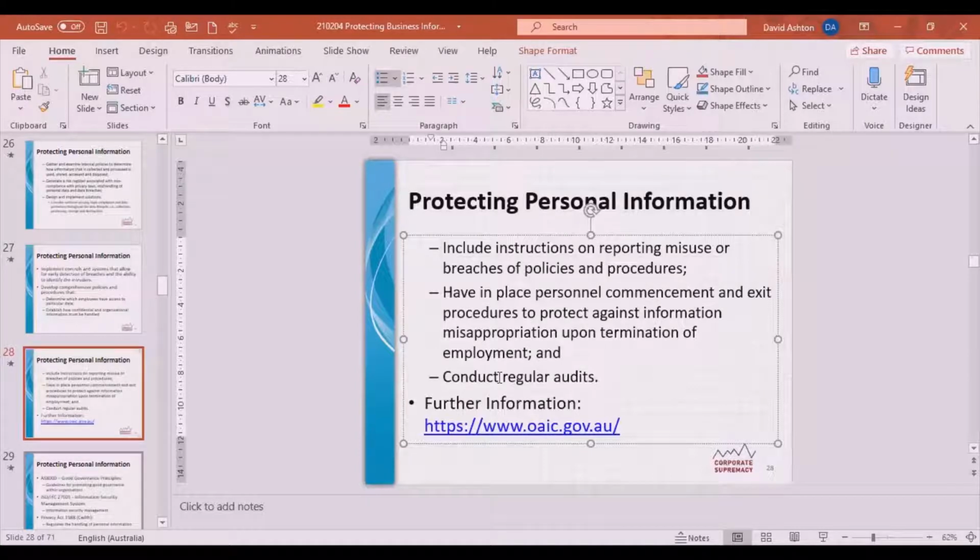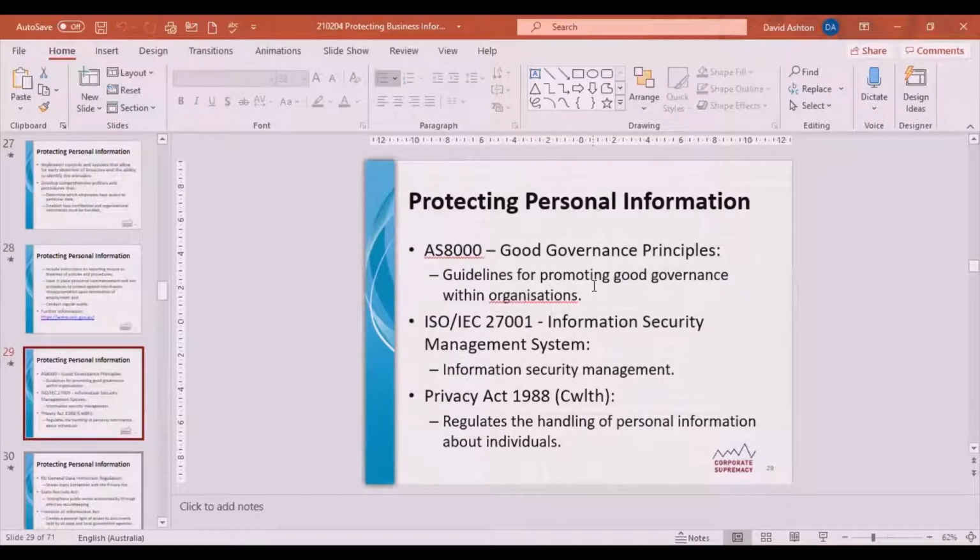This website here is the Office of the Australian Information Commissioner. There's a lot of advice, guidance and tools on that website that you can access to assist you in putting in place privacy policies and procedures. Likewise, the AS 8000 Good Governance Principles is an Australian standard that outlines some policies and procedures that you can put in place to protect business information. The information security management system standard, which we'll touch on a bit later on, also has some examples of policies and procedures that you can put in place.